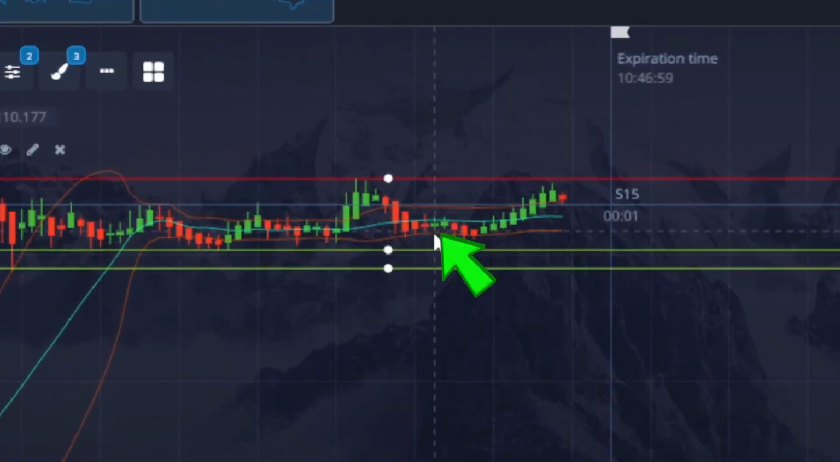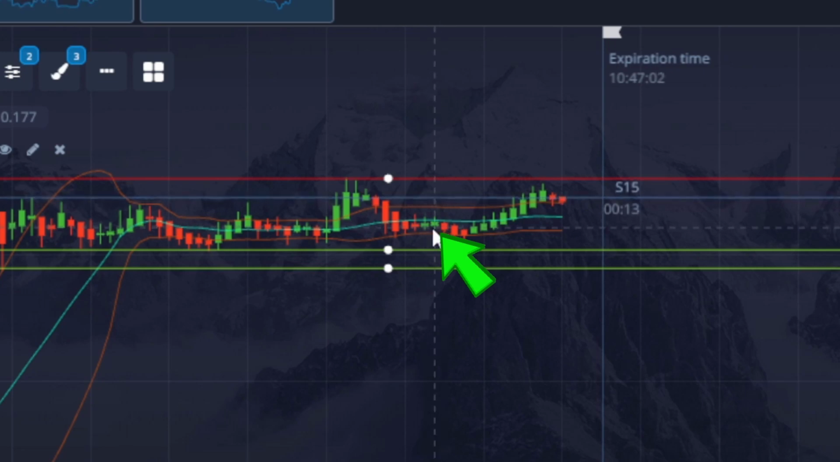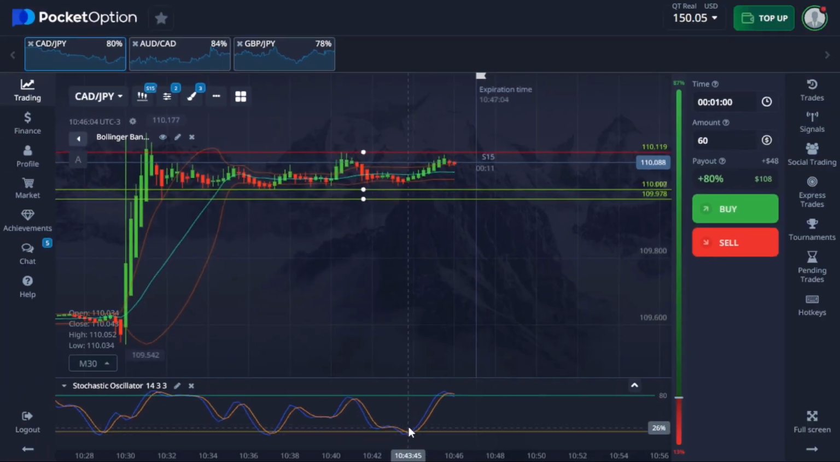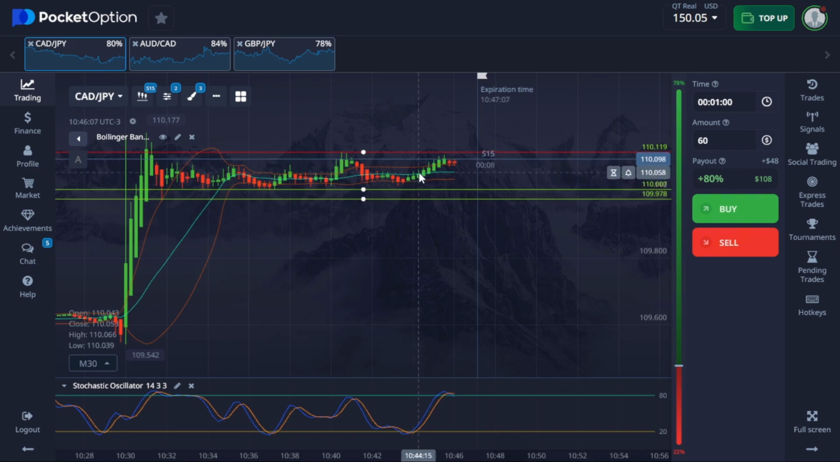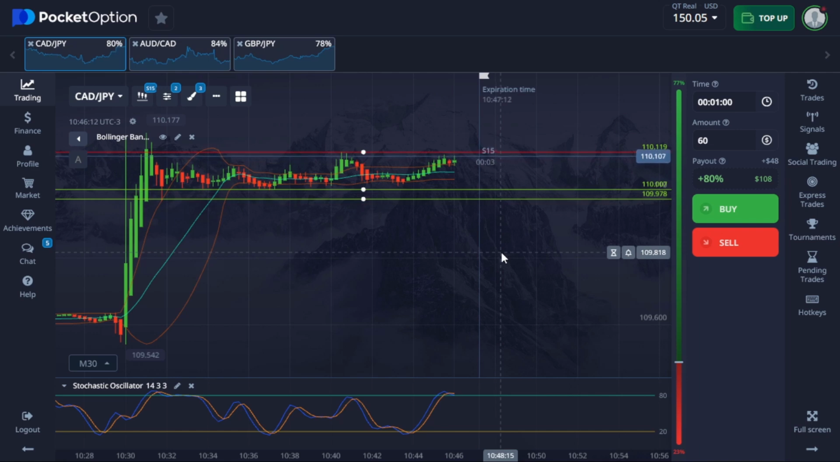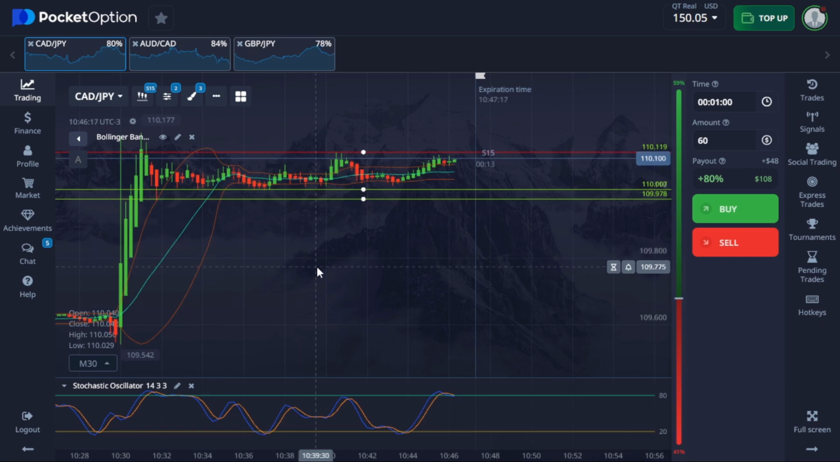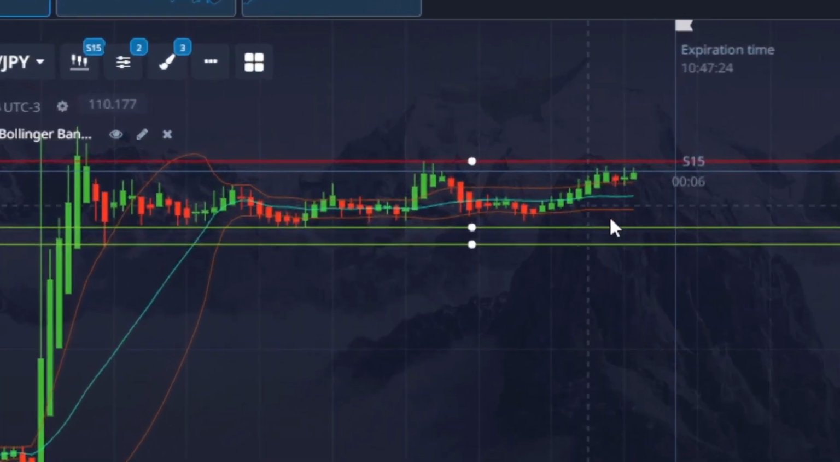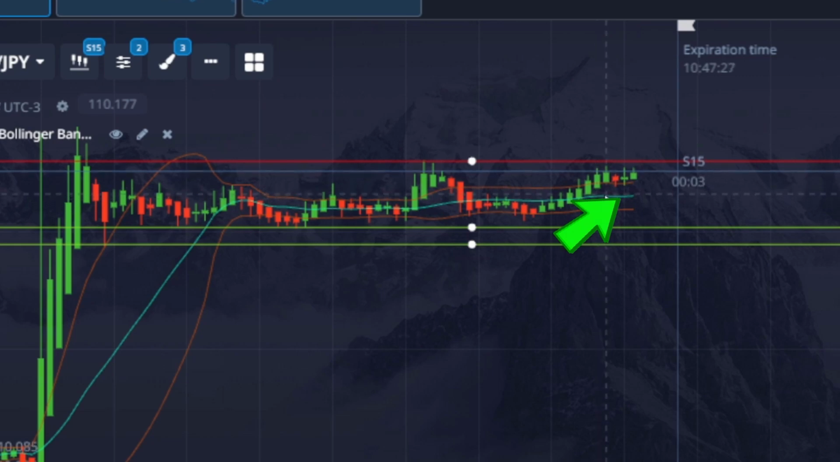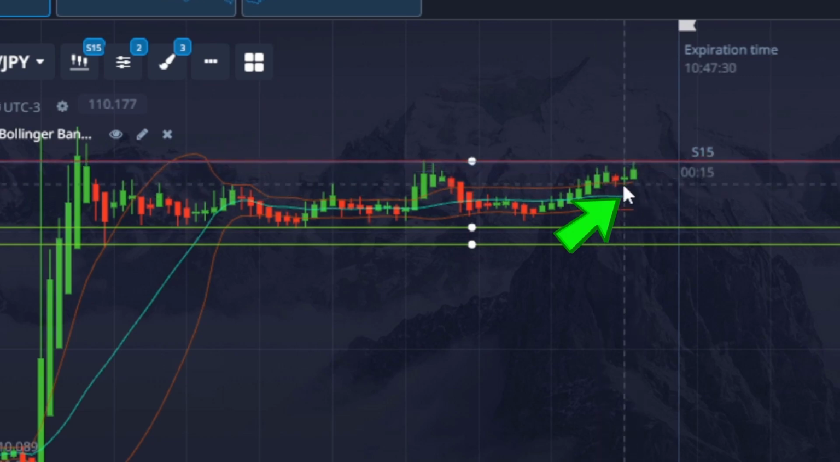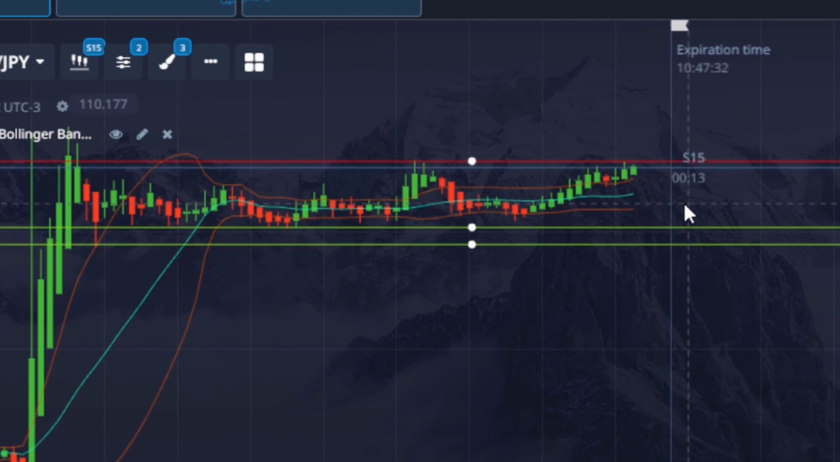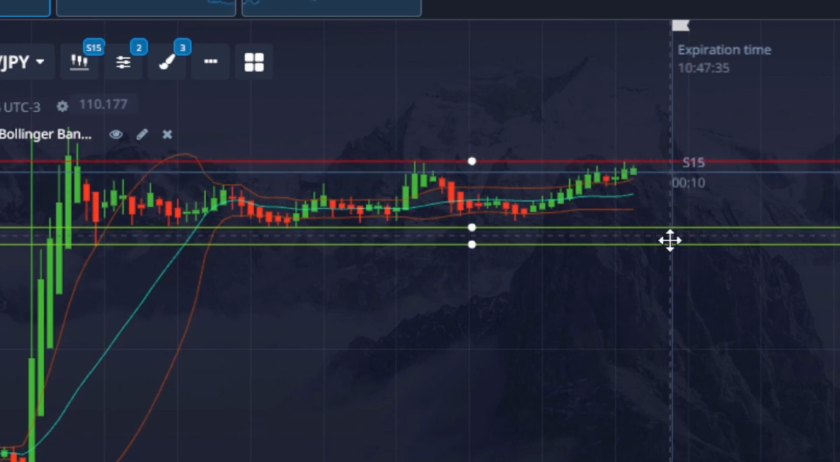Entry criteria include stochastics in overbought or oversold zones, when the line passes the boundaries, Bollinger Bands confirmation, and price action alignment. For a 1 minute time frame, the price should remain above the mean during strong strength. Practice and refine your entries based on these principles. Trade in favor of the trend. If the market is in a range, ensure it aligns with your criteria before entering trades.